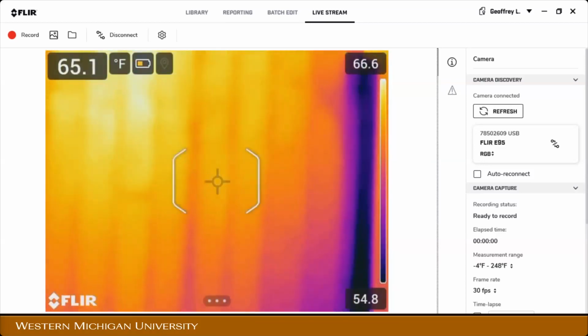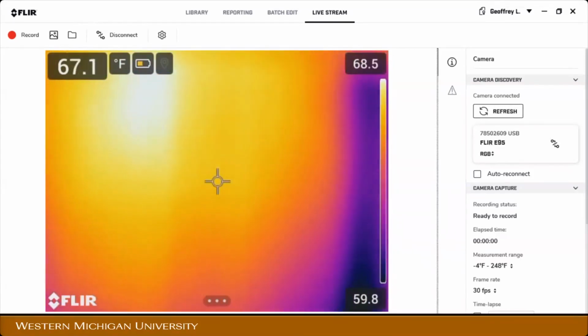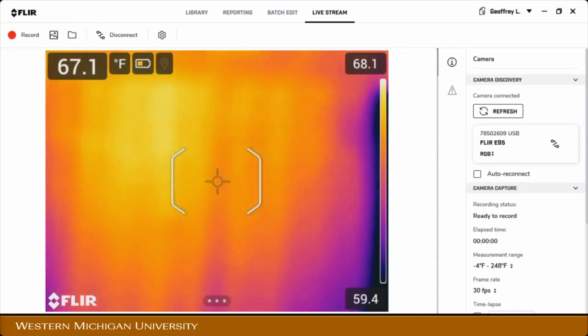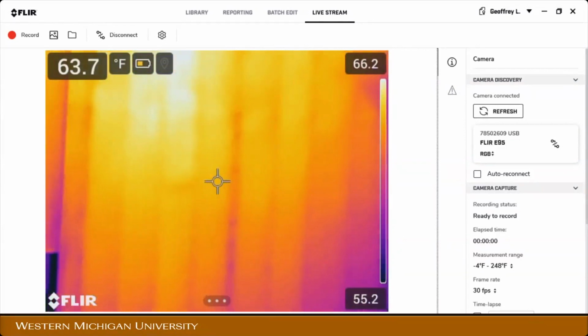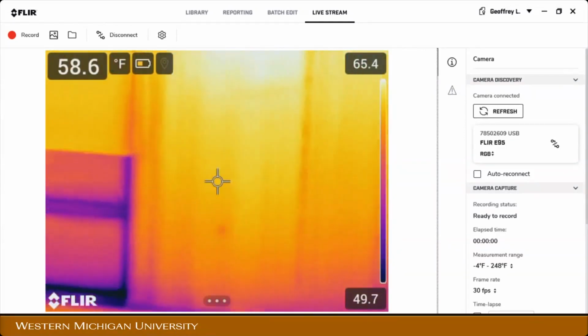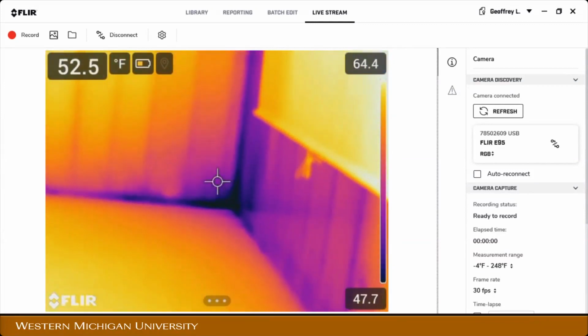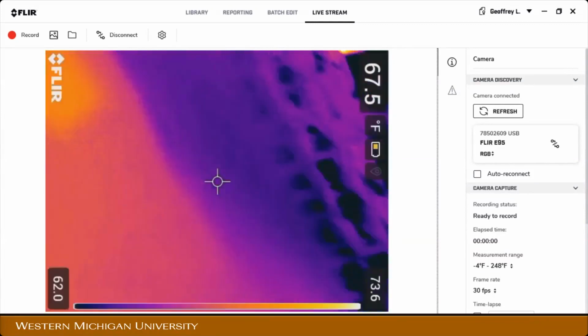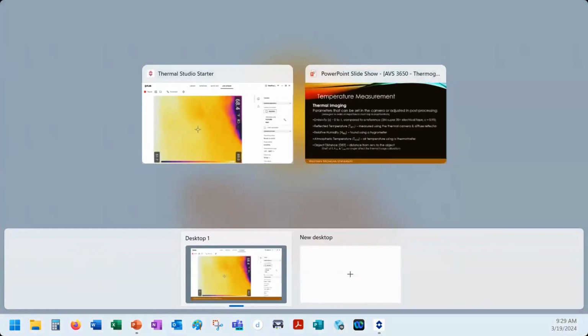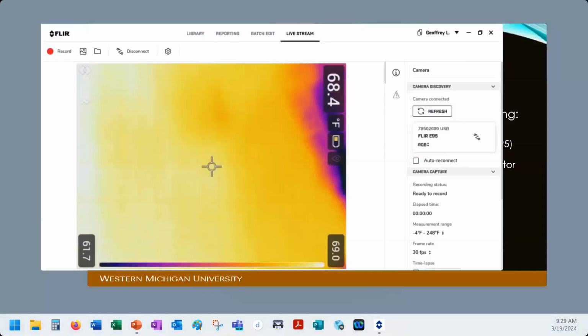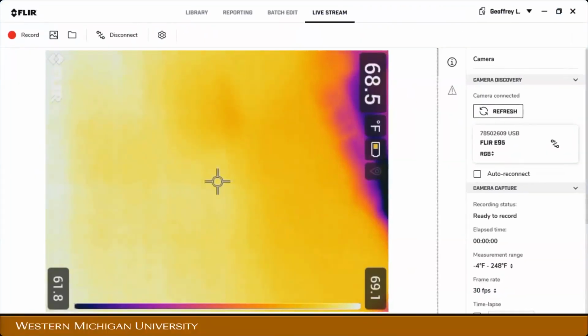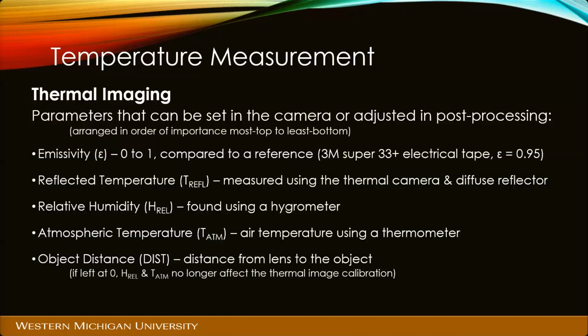Just looking at the wall, you can see like the support studs in the wall over there. Doesn't want to focus very well. There we go. You see the windows real cold in the corner. Okay. So object distance, we can use that spot sensor. Usually we just put it about what we're at.